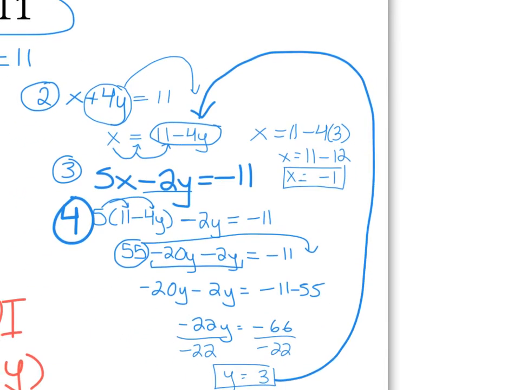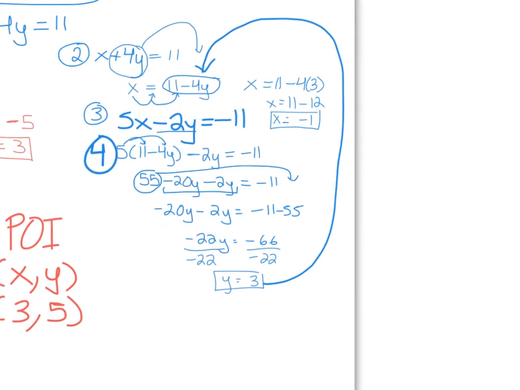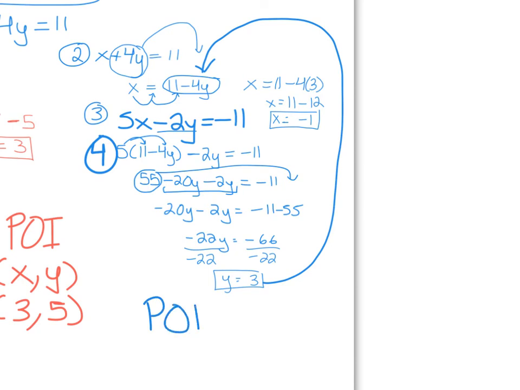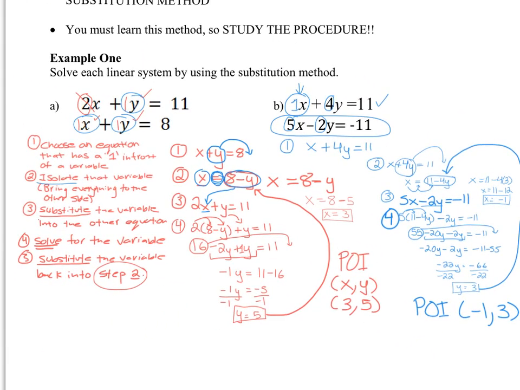So now you've solved for your x and your y value of your point of intersection. So that's the last step. Don't forget this last step, that the point of intersection, and you got to write it out, is -1 and 3. So that's all there is to substitution. It's simply choosing an equation where you have 1 as a variable, isolating for that variable, whatever it is, could be x, could be y, then substituting it into the other equation that's not used, solving for the missing variable, then going back into step 2 and replacing that variable to solve for the other unknown.